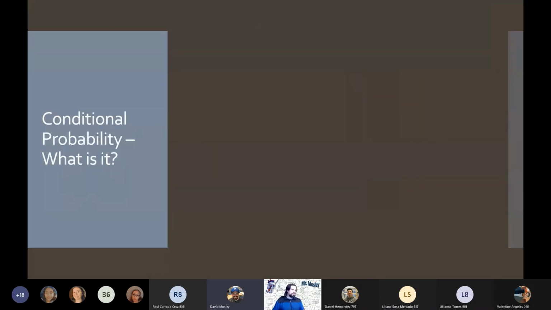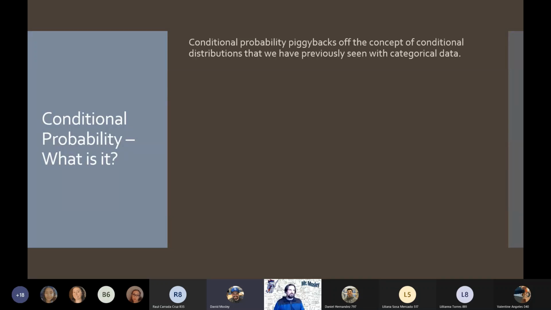So, conditional probability. What is conditional probability? Conditional probability piggybacks off the concept of conditional distributions that we have previously seen with categorical data. We are adding another thing that we can do with conditional distributions. Our two-way table, we've already seen these things. We can fill in the numbers, we can get the totals, we can show a distribution in that. So now the next thing is talking about the probability of things occurring.